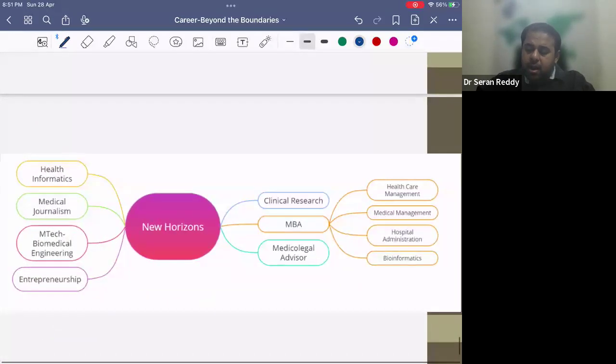Just to add one slide. So if someone says, okay, I'm from medicine, here are the career options we have seen in the US, UK, and Australia. Is there anything else we can do rather than being in clinical medicine? You can do health informatics, medical journalism, MTech in biomedical engineering. When people go to IITs, entrepreneurship, clinical research, MBAs, you can be a medical legal advisor. These are the new horizons which are coming up.